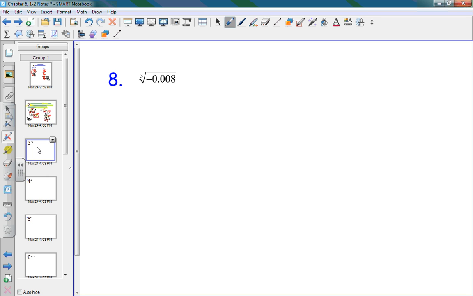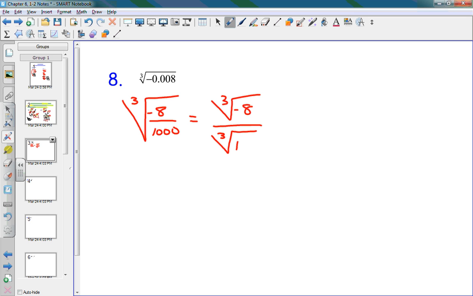I need to make this into a fraction. And the 8 is in the position of the thousandths place. And I'm going to put the negative with either the top or the bottom. It doesn't matter which one. Okay? Now, after I write it as a fraction, what do I want to do? Split them up and divorce it. So that's going to be the cube root of negative 8 over the cube root of 1,000.